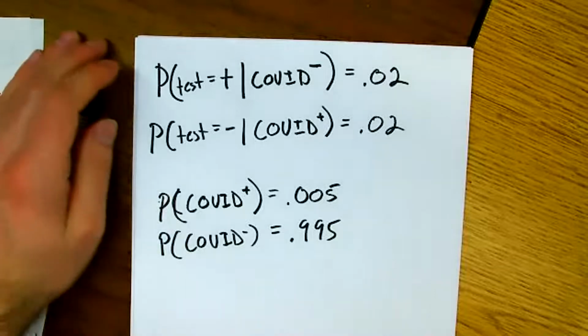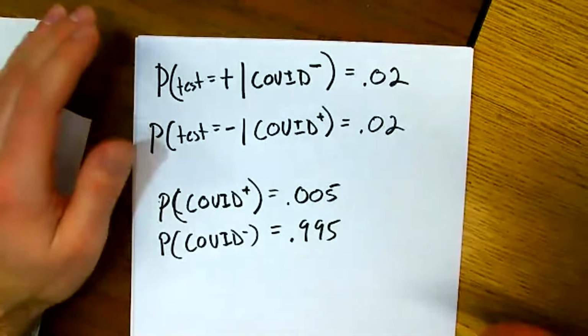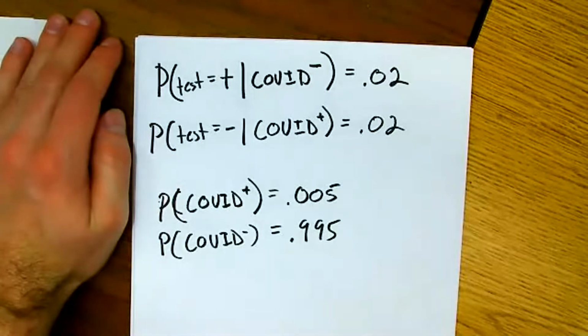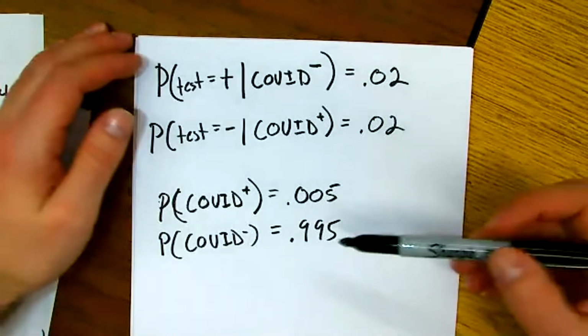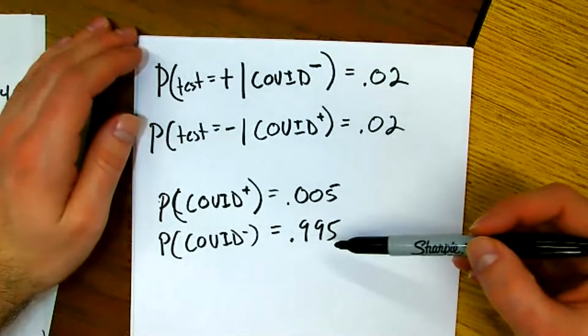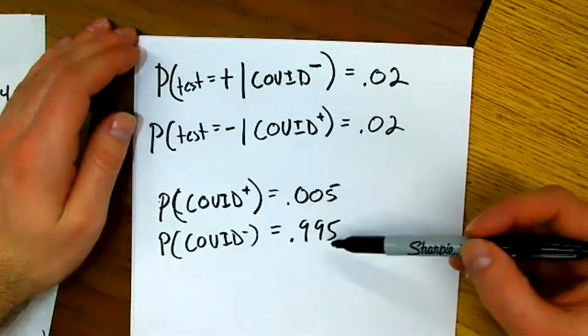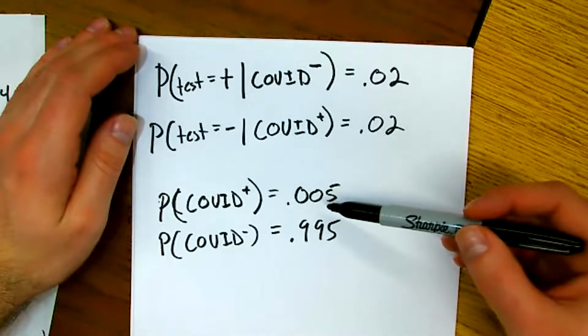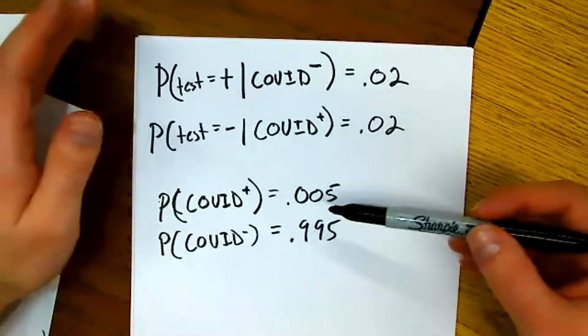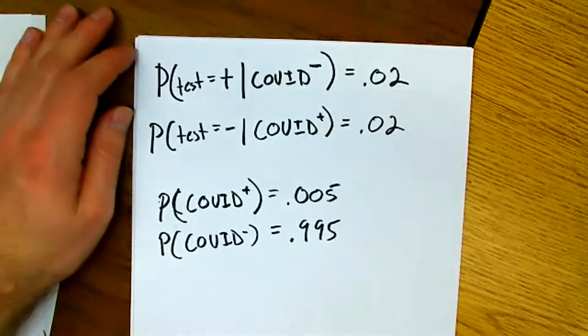So you can think about it as if I gave every single person in the US a test, if I had the capability of getting, I'll move this, then 99.5% of them would actually be COVID negative, and 0.5% of them would be COVID positive if we could give everybody a test.